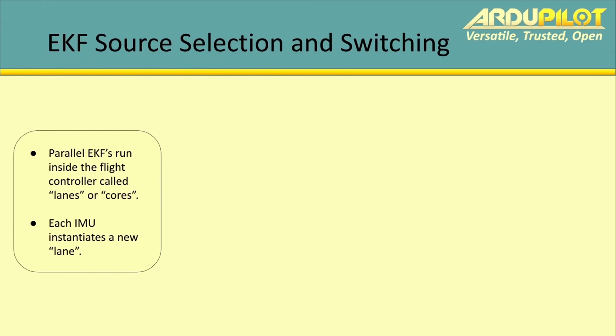So starting with the existing features that we have inside EKF regarding source selection. Most of you would know that for most flight controllers with multiple IMUs, we actually have multiple EKFs that run parallel inside the flight controller. And we call them lane or core. Lanes and cores are basically interchangeable. They mean the same thing. Inside the code, we tend to use the word core, but the user-facing stuff is usually called lanes, but they mean the same. And for each IMU, there's an independent EKF that we instantiate.